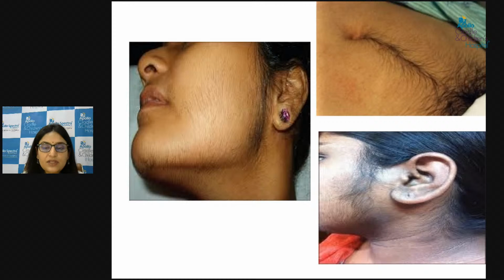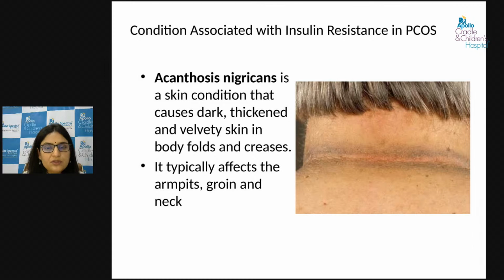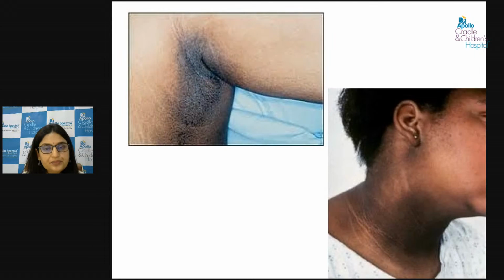Even the darkening of the skin, which is called acanthosis, looks like this. Sometimes there is excessive hyperpigmentation in your neck region, armpits, groin. If these things are there, then you have to be a little more careful. This is called acanthosis nigricans, a skin condition that causes dark, thickened and velvety skin in body folds and creases, and it typically affects the armpits, groin and the neck, as I said. So these are the slides I wanted to show you.